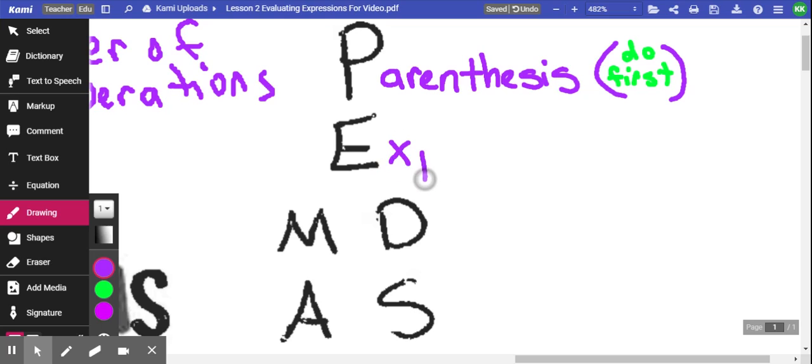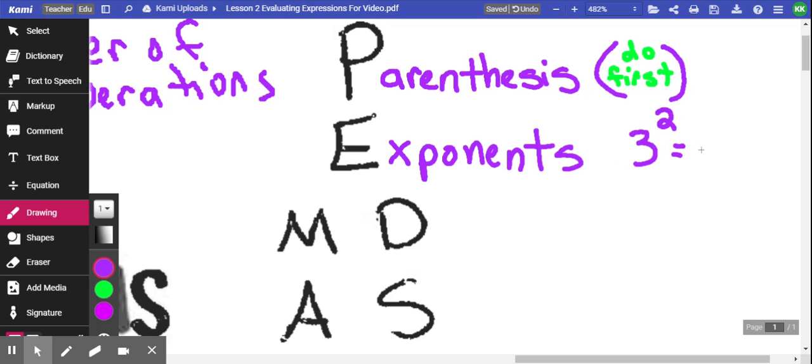E stands for exponent. Which would be like 3 to the second power. And remember, when you have an exponent, you have that little number that is higher and to the right of the base number. That means multiply the base number that many times. So 3 to the second power means 3 times 3.